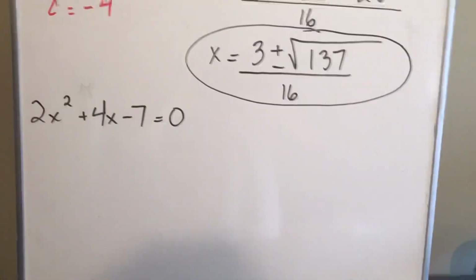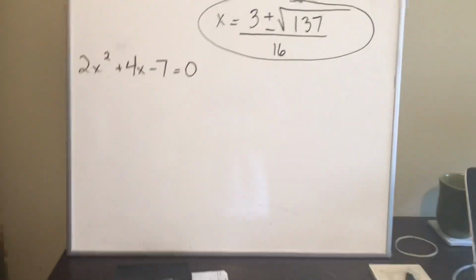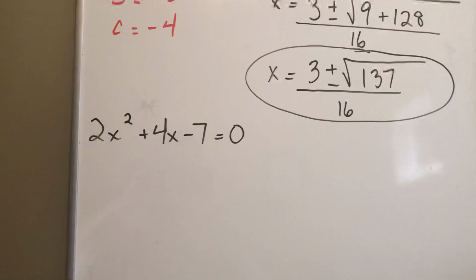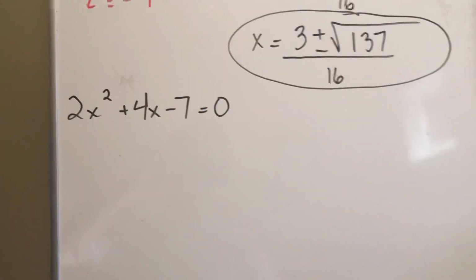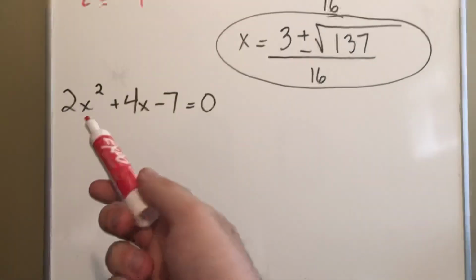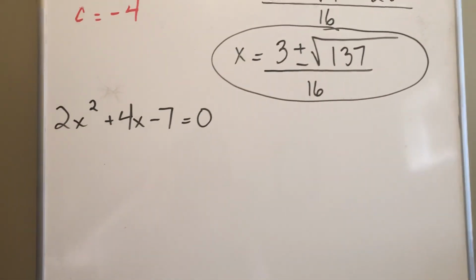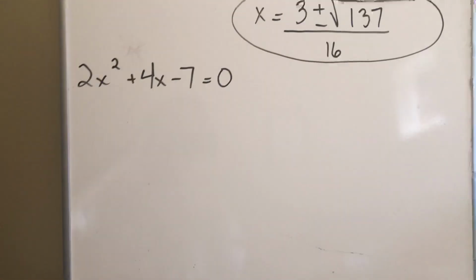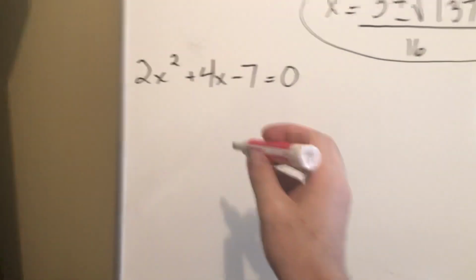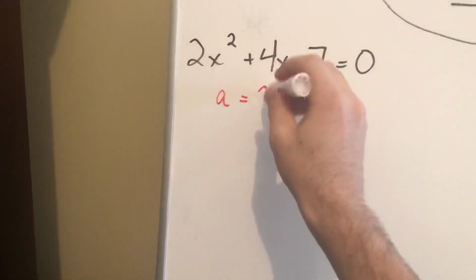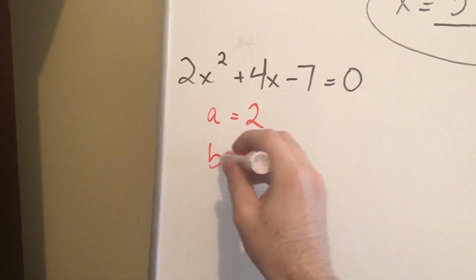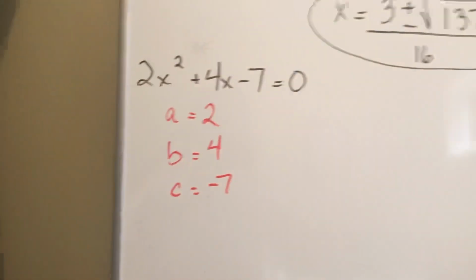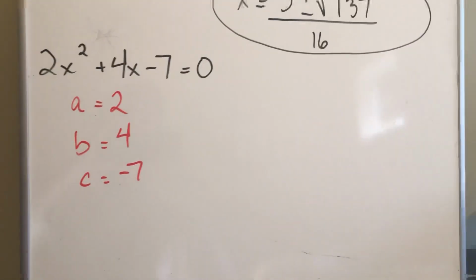Let's do one more example that shows one additional thing for your lesson. Same idea, quadratic equation. This one's numbers are a little smaller. We could try to factor 2 times -7, -14, but -14 doesn't have any factors that sum to 4. So I'm stuck using the quadratic formula again. A is 2, B is 4, C is -7. Plug into the formula.